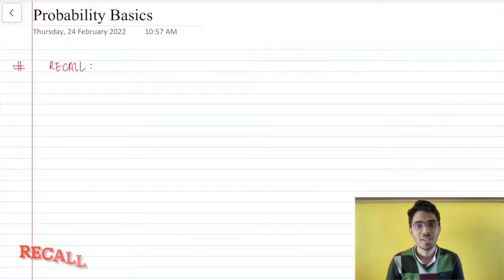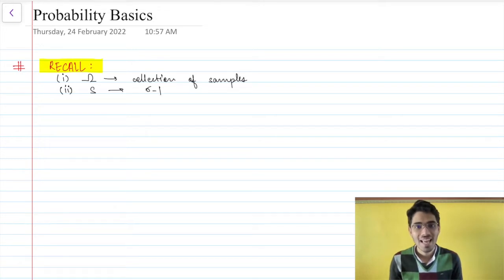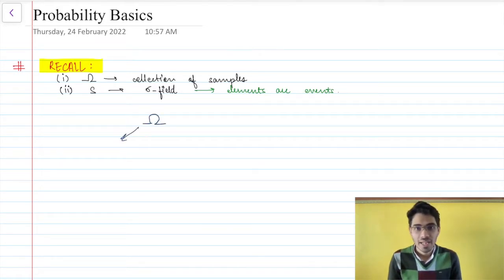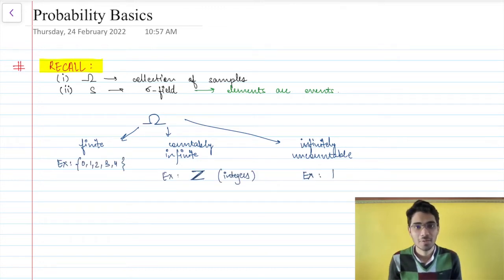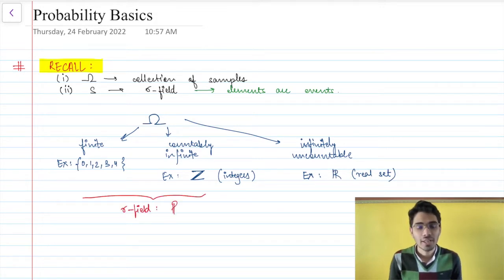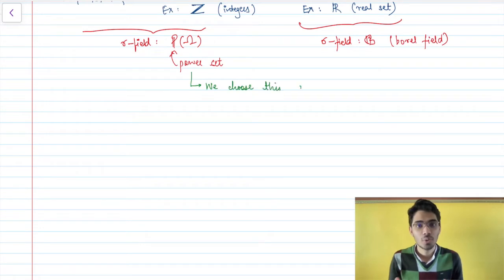In the previous video, we learned the concept of universal set, that's omega, and sample space S, and the subtle terminological difference between a sample and an event. This universal set omega may be finite, as in the case of a dice throw, or countably infinite, or uncountable, as in the case of integer and real set respectively. Since the first two are countable in nature, that is, they can be enumerated, we use the sigma field as the power set itself. However, for the case of infinite, we switch to the Borel field of R.